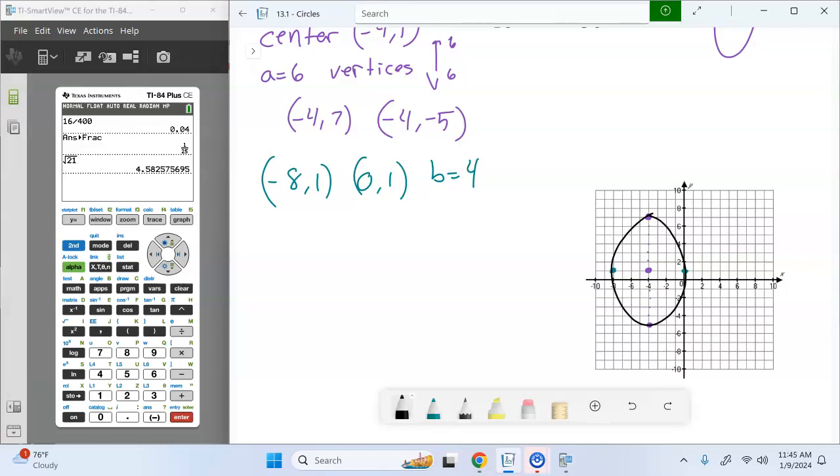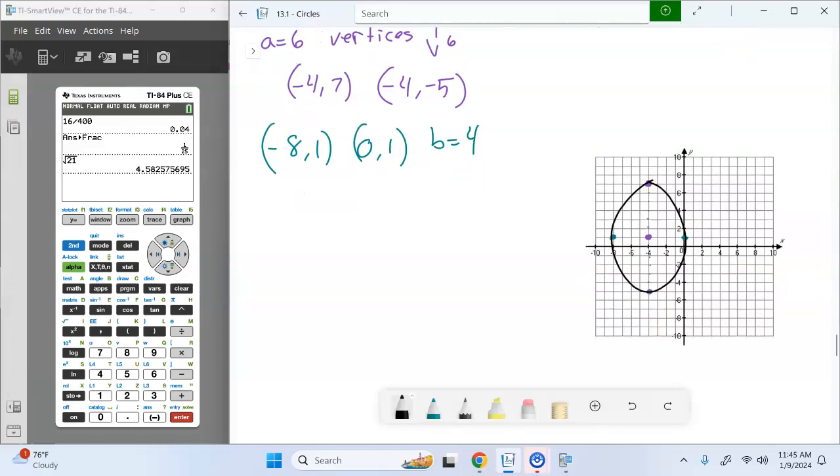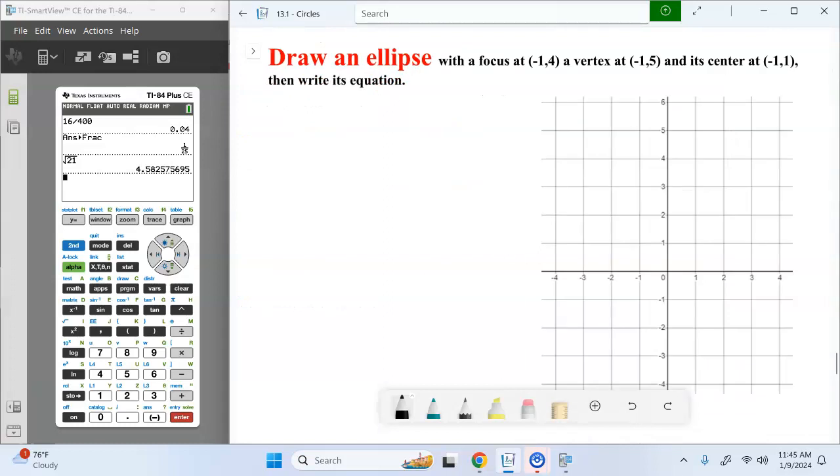And we got one more that we're going to do today. So we're going to draw an ellipse with the given information, and then we're going to write its equation. So we're given 3 points. We're given a focus at negative 1, 4. We're given a vertex at negative 1, 5. And the center at negative 1, 1. Okay, there's our center. So we know our center's given.